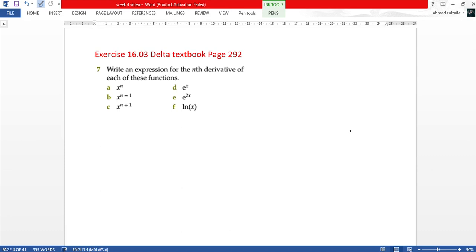For example, the question asks, write an expression for the n-th derivative of each of these functions, meaning you have to differentiate up to the n-th term. Usually we differentiate the first derivative, the second derivative, the third derivative, right? But they want to know what is f^(n)(x), or in Leibniz notation, d^n y / dx^n.